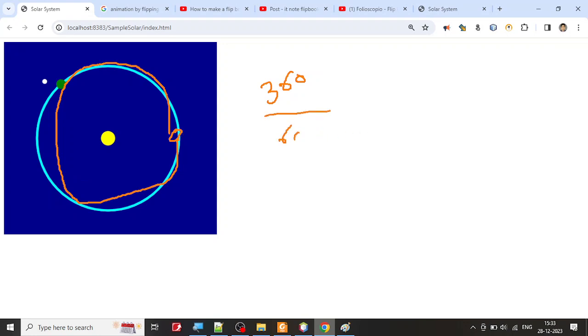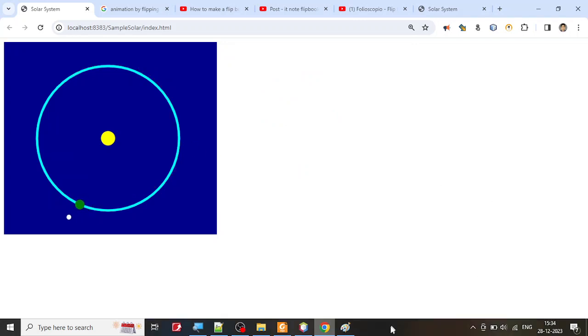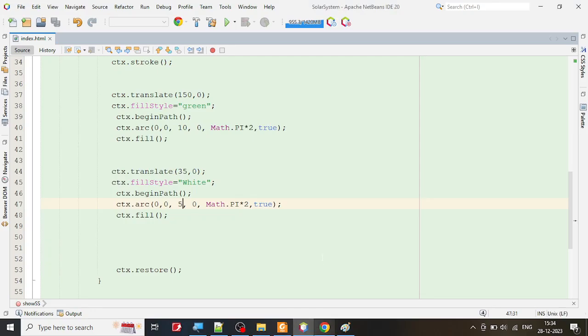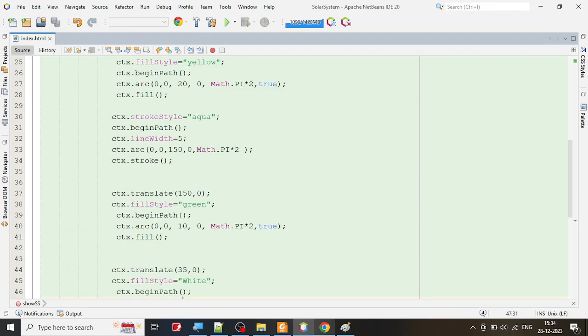360 divided by 60. You know very well, 1 minute has 60 seconds. 60 is my favorite number. I'm talking about time, and time is in 60, not in hundreds. So I'm going to divide it by 60. How am I going to do that? Let me do the calculation for the angle up to which it has to rotate.